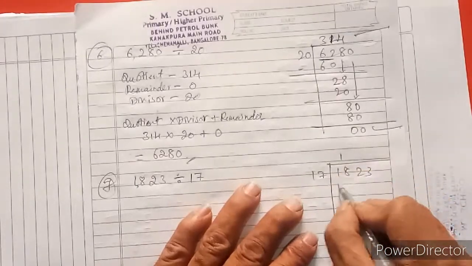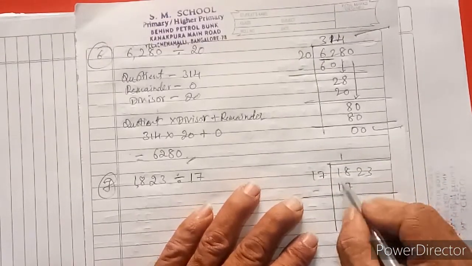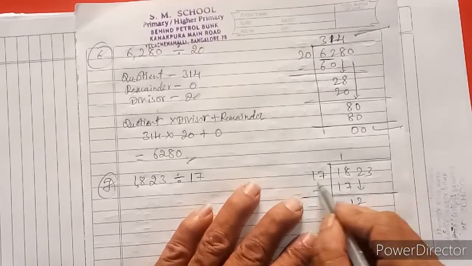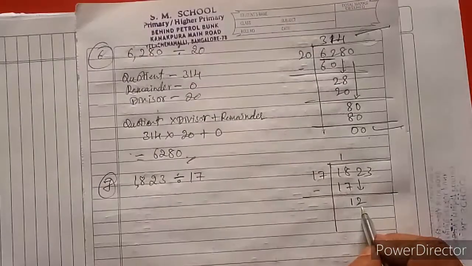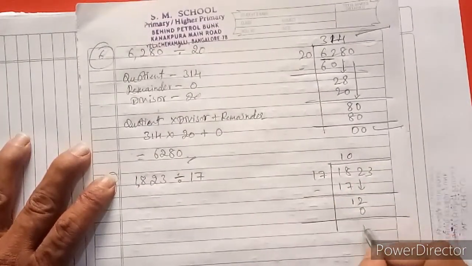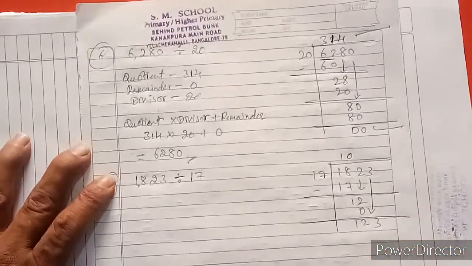17 ones are 17. 8 minus 7, 1. This is 0. This is 23. 17 times 2 will not go, 12 will not come. So then we have to take 0. 17 zeros are 0. Subtract 12 only. Then we have to take 3.